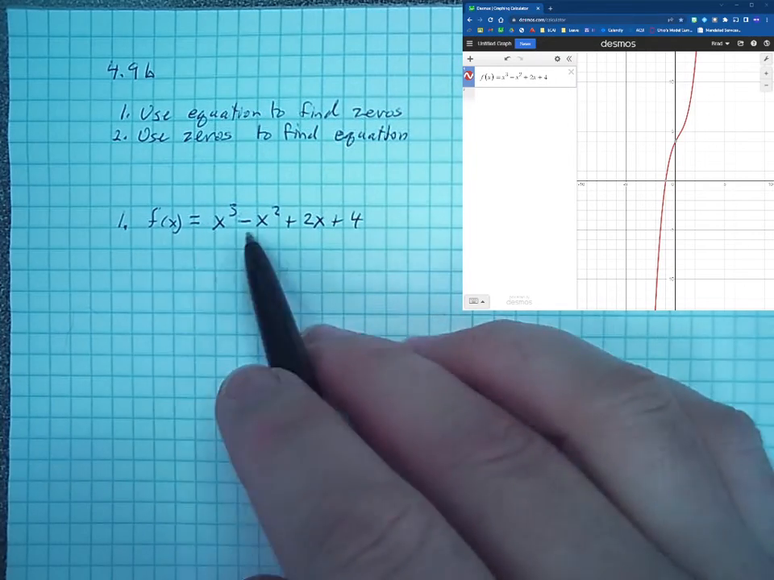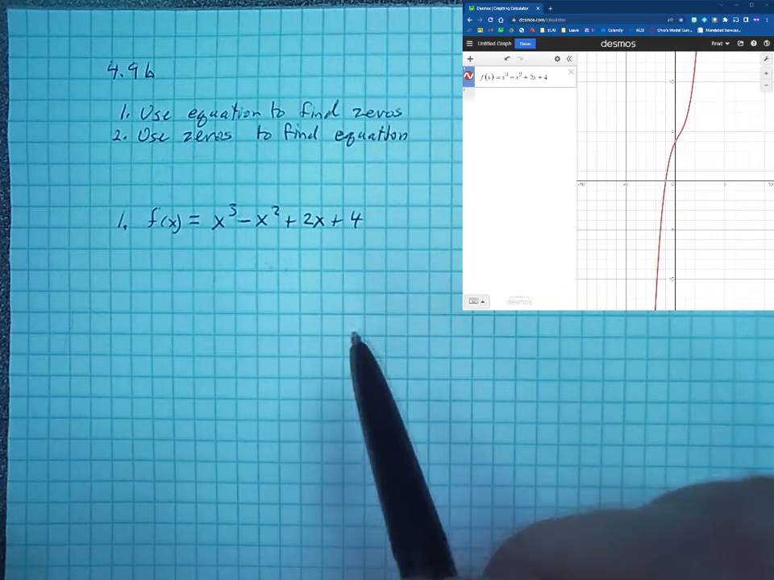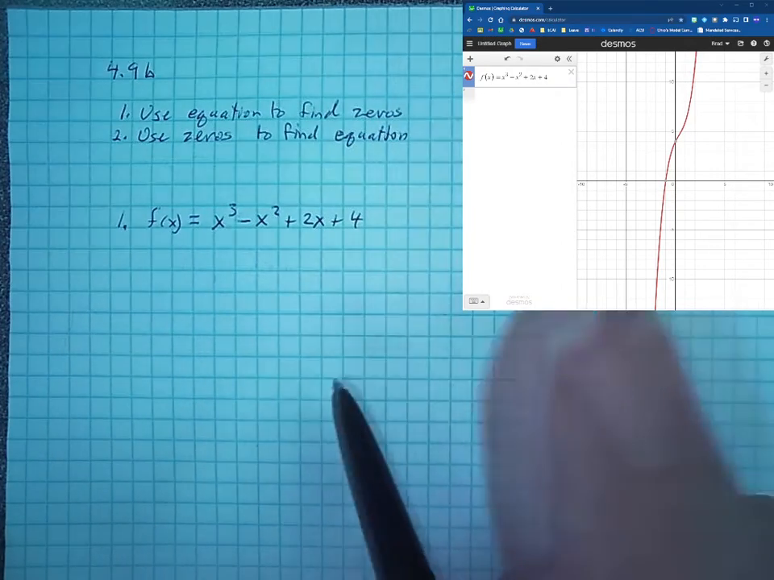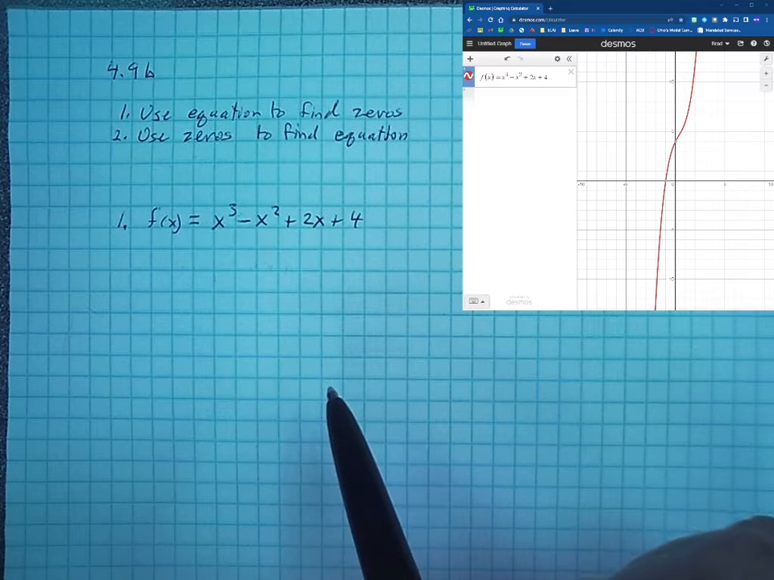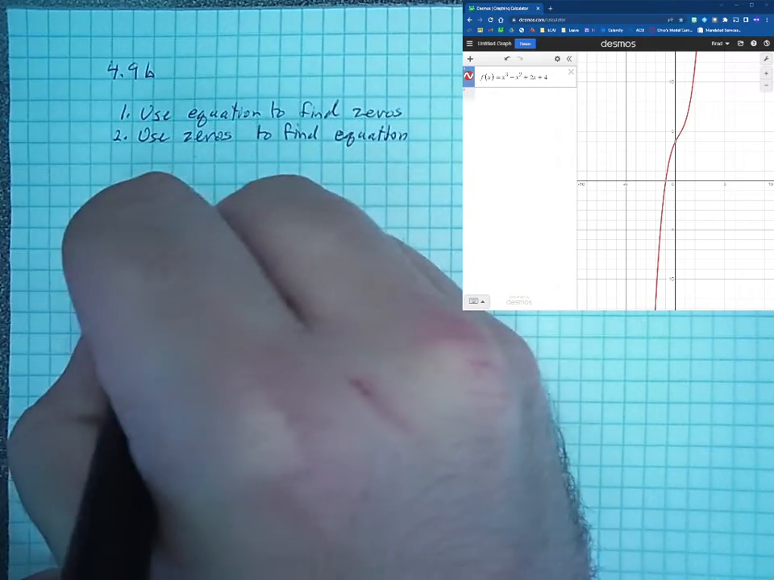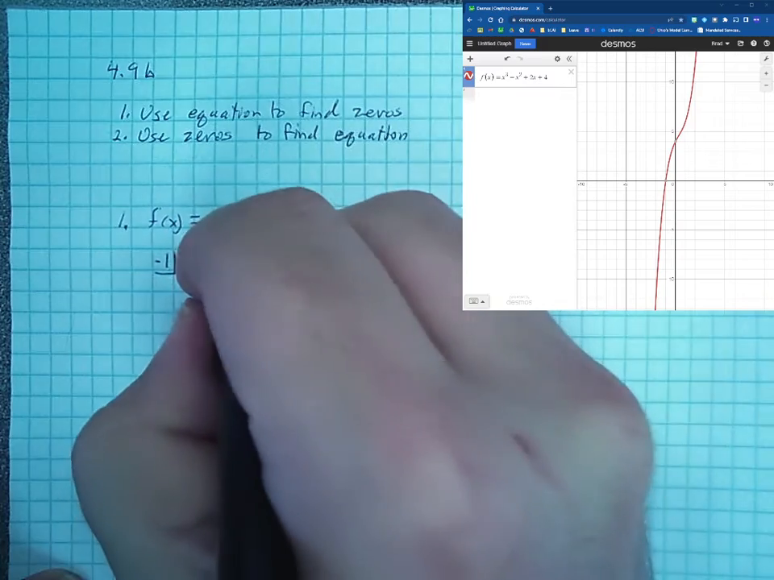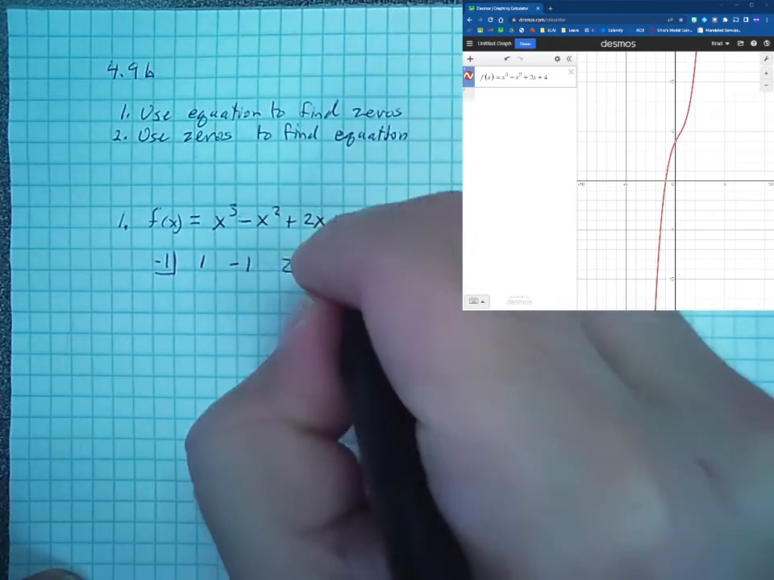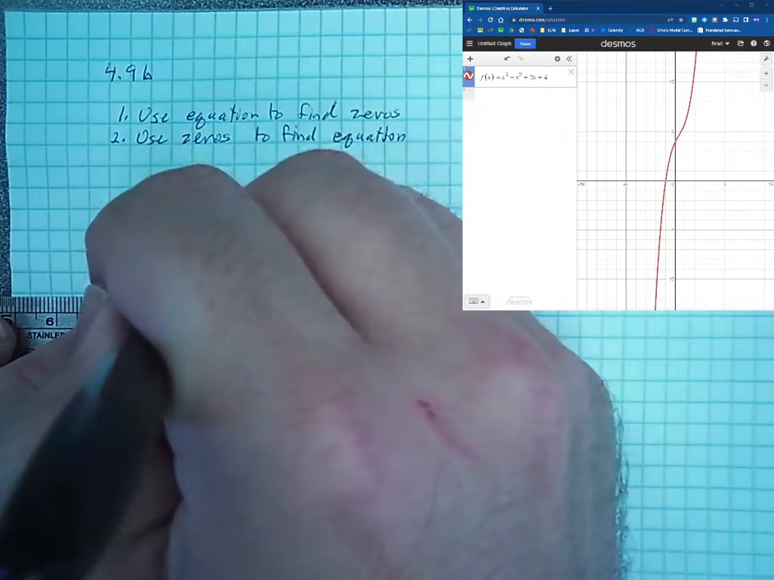So my first example here, f of x equals x cubed minus x squared plus 2x plus 4. I have already graphed it in my Desmos window here, which you should see in the corner. And I see that there's only one zero. It's at -1. So the first thing I'm going to do is use synthetic division. x cubed, -1x squared, 2x, and 4. I have no missing terms, so I don't need to put in any zeros.